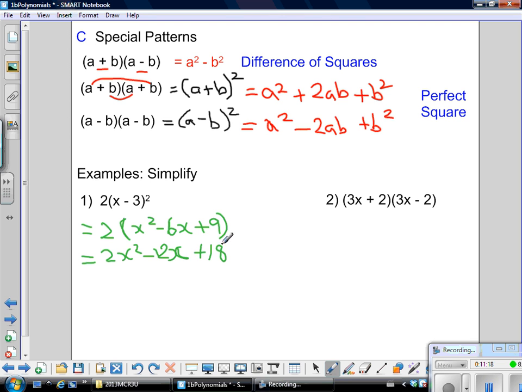Now we'll do the next question. The next question is actually easier because when I look at this, both brackets are the same except one's positive, one's negative. So that means it's a difference of squares. So in this case, all I do is I take the first term and square it. So 3 squared is 9, x squared is x squared. And 2 squared is going to be 4, and it's a difference of squares, so it's going to be subtracting. So it's actually quite that easy.